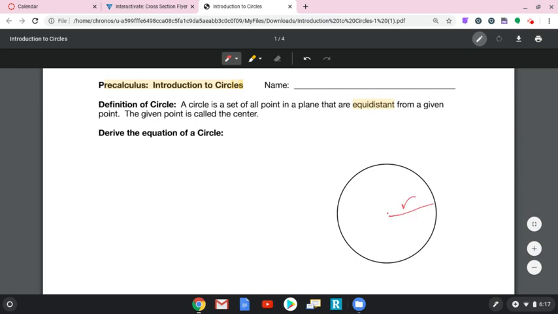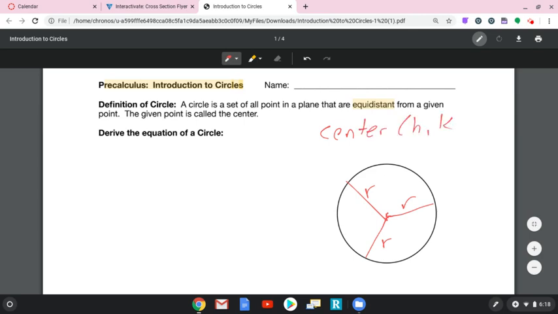That radius is constant, meaning that no matter where I go from the center to any point on that circle, I will get the same distance. That is the equidistance that they're talking about. The length of that radius is your equal distance. So let's talk about distance here. Let's say the center of my circle is (h, k).